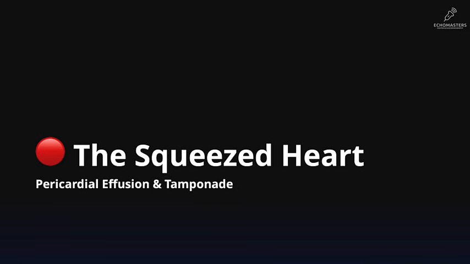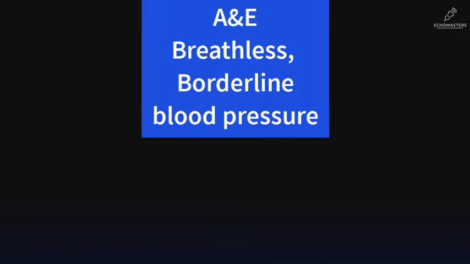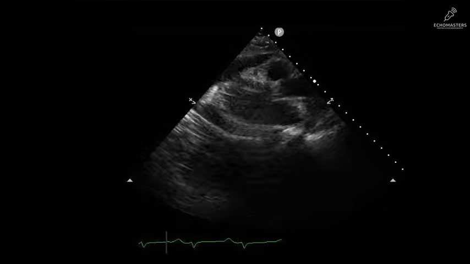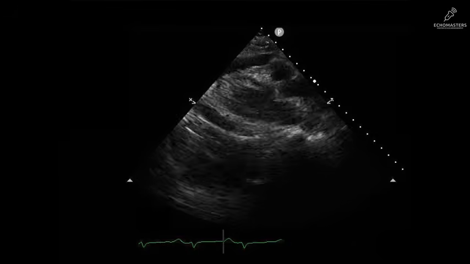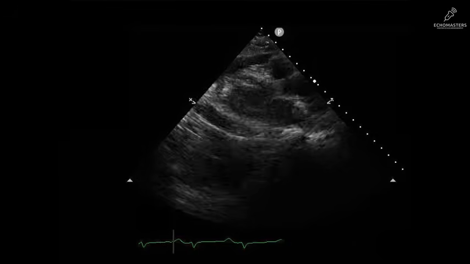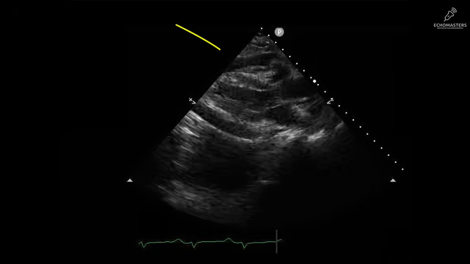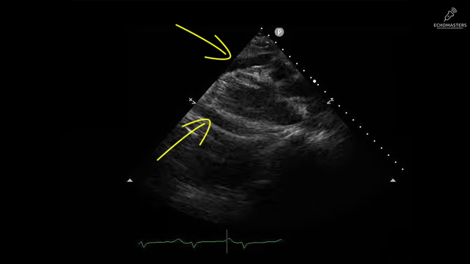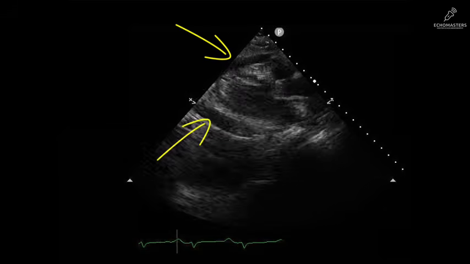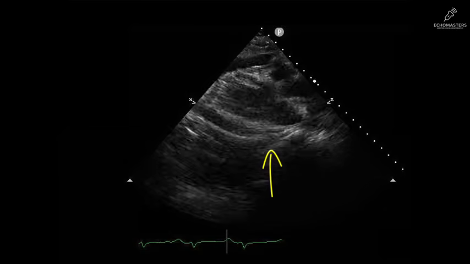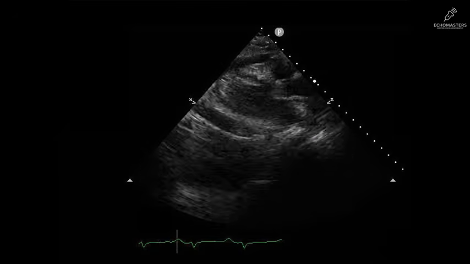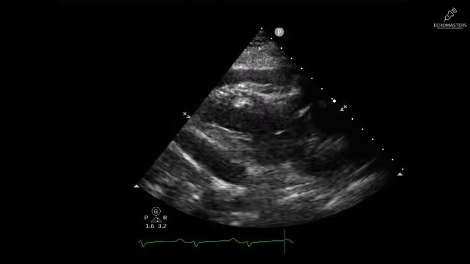Alright, here is our final red flag. In this last case, we have yet another patient presenting with breathlessness and borderline blood pressure. From your parasternal long axis view, you immediately notice that there is an echo-free space around the heart. There is fluid both anteriorly and posteriorly. And you see that it is circumferential, sitting just anterior to the descending aorta. This is your landmark. That's a very clear sign of pericardial effusion.